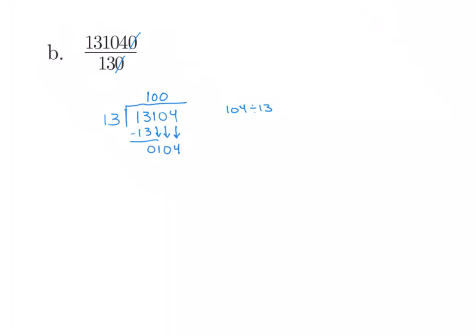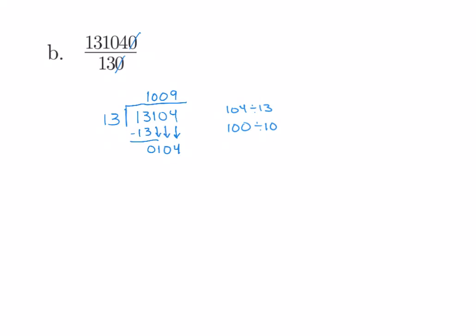if we go ahead and round this, 104 is going to round down to 100. 13 also rounds down to 10. Now, unfortunately, 100 divided by 10, I can't do that. That's equal to 10, and we can't have a two-digit number in our answer. So what I'm going to do is I'm going to go smaller. I'm going to make it a 9.